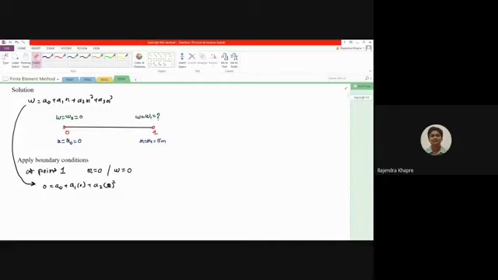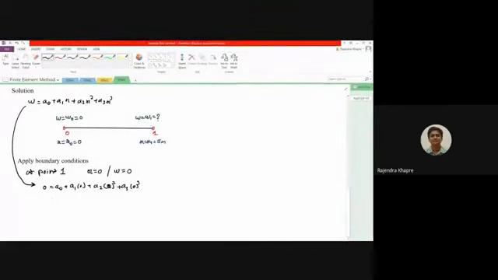You can assume as per your convenience: you can assume only a0, a1, or you can assume a0, a1, a2. We can assume this one also. I am going for a slightly higher order equation, up to a3. So this expression will now have a3 into 0 to the power cube.